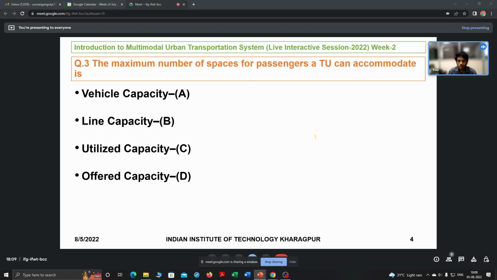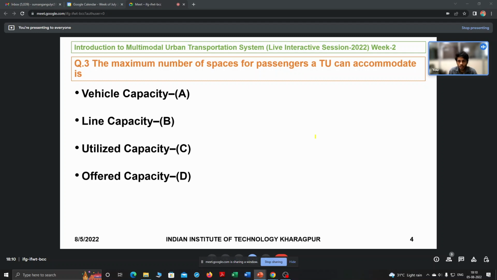So then the maximum number of spaces for passengers that a TU can accommodate, what is it? Is it vehicle capacity or is it line capacity? So what is vehicle capacity? Vehicle capacity is the maximum number of spaces actually a TU can accommodate. So then why is it not line capacity?